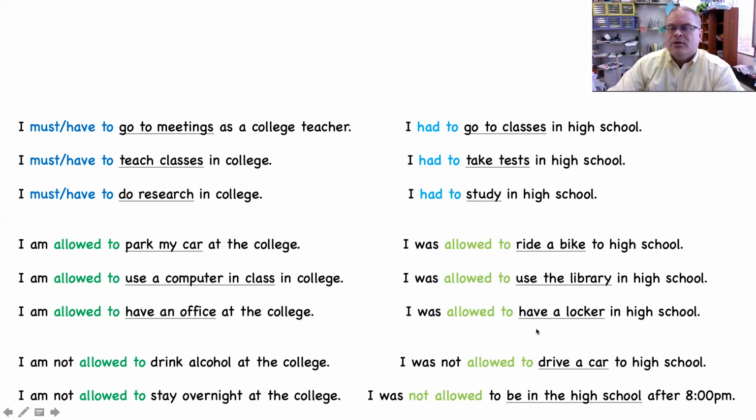I was allowed to have a locker. A locker is, think of it like a locker room. You've got a very narrow kind of closet. You unlock it, you put your things in, you lock it, then you take out the key and you put it in your pocket. That's a locker. I was allowed to have a locker in high school.